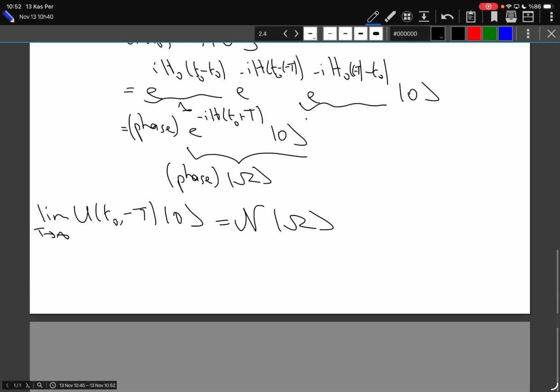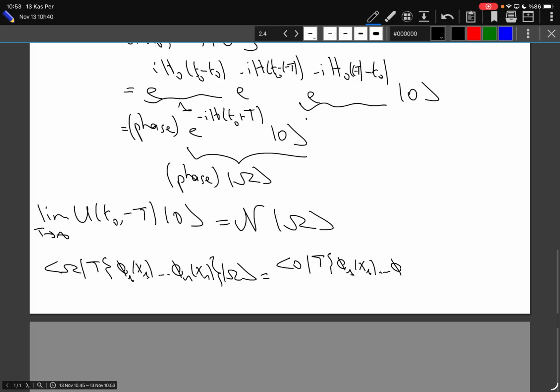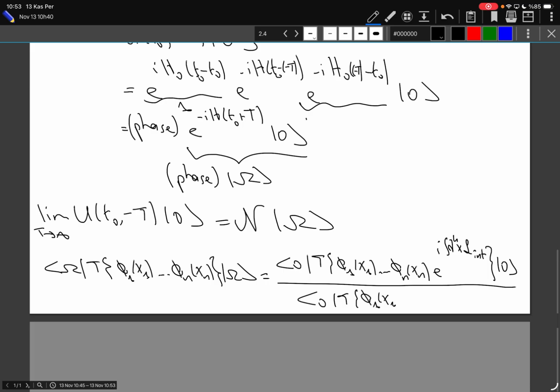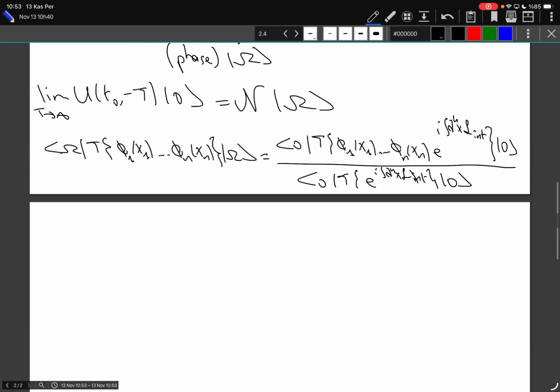So if we go back, now we know that this quantity is equal to this matrix element, e to the power i integral d4x of the interaction part of the Lagrangian. Oops, sorry. This is my result.